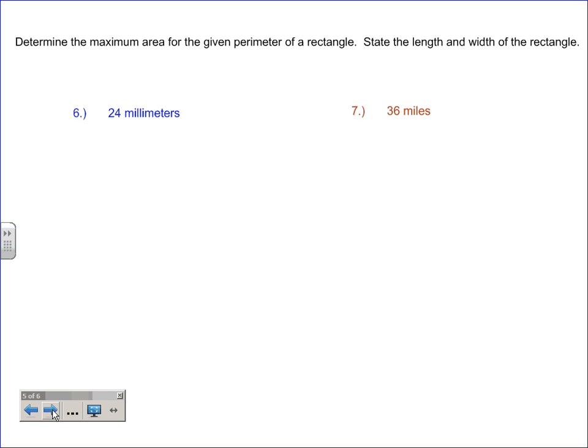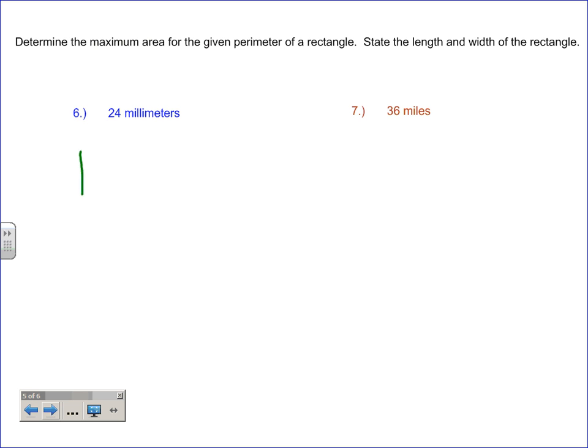Determine the maximum area for the given perimeter of a rectangle. So I'm going to give you the perimeter, and I want to find the rectangle that has the biggest area possible. State the length and width of that particular rectangle that would give me the maximum area. So I got 24 millimeters. Not very much, is it? Considerably smaller than number 7.